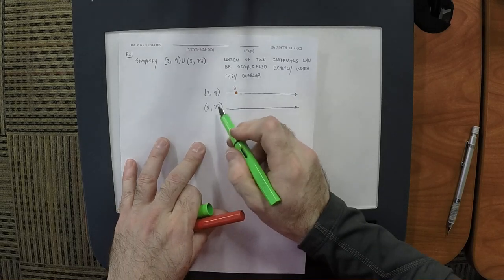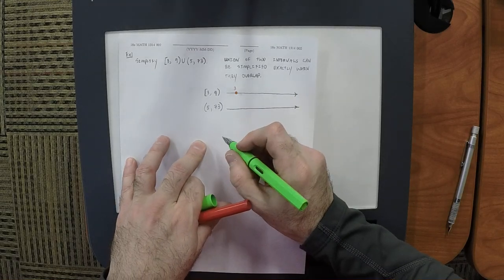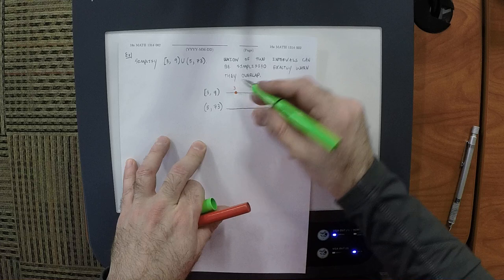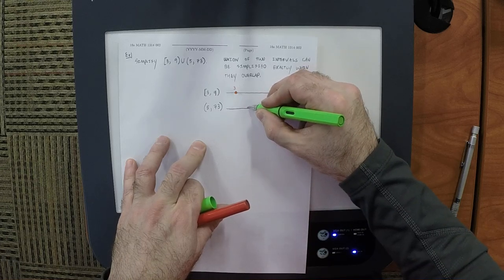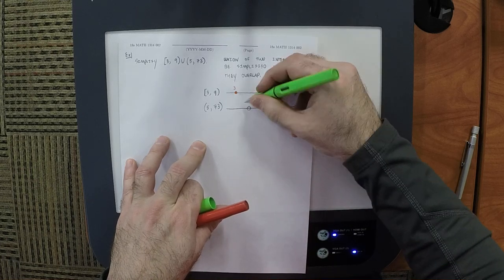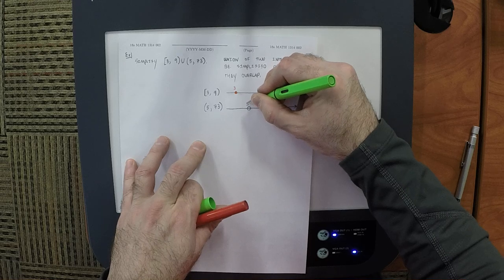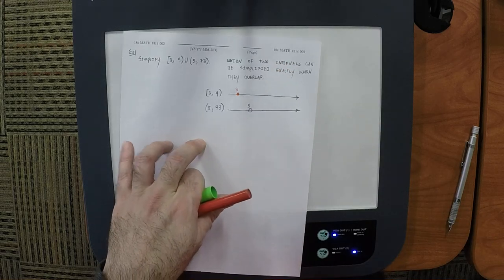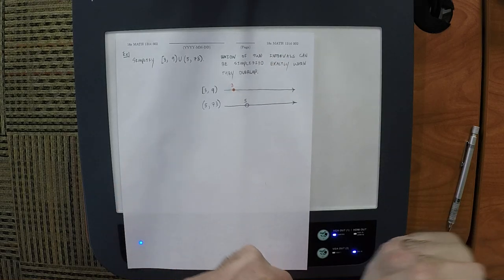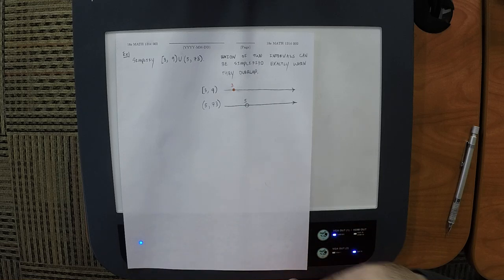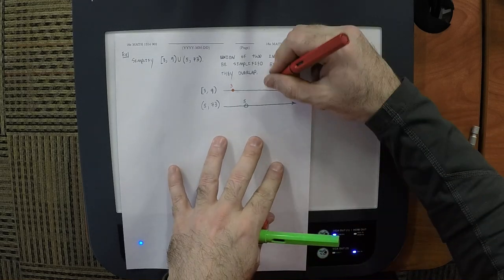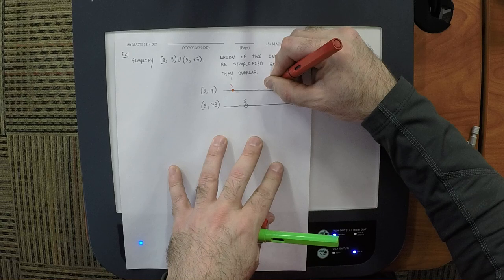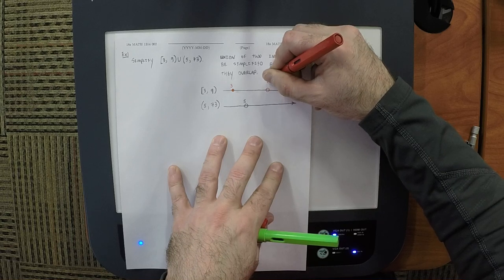And of the remaining numbers, which one is the least? 5. So I'll plot it down here, and I'm going to plot it open because it's not included. We can strike 5 from the list, and then ask, of the remaining numbers, which one is least? 9 is least. I'll plot it open because it's not included.